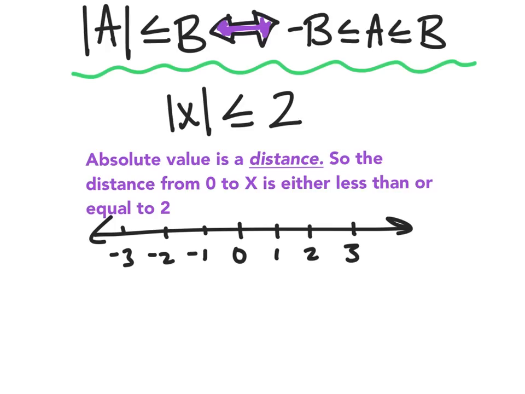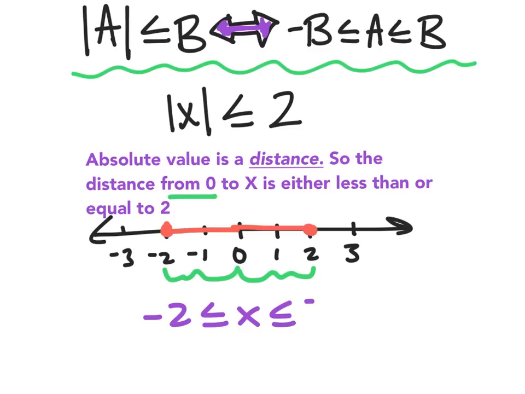All right, let's see what that looks like on a number line, knowing that the distance from 0 is less than or equal to 2. Well, this distance from 0 to 2, that's 2. And the distance from 0 to negative 2 is also 2. So all of these distances from 0 are in my solution. And written as an inequality, that would be negative 2 is less than or equal to x, less than or equal to 2.